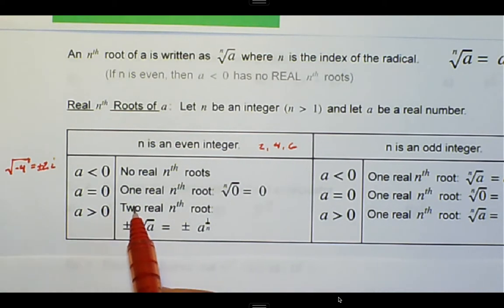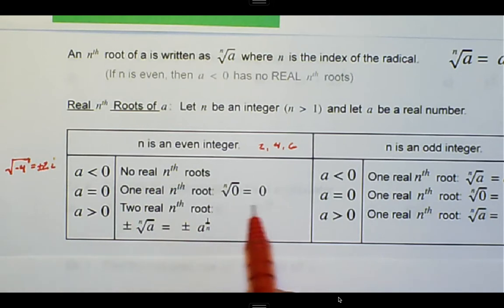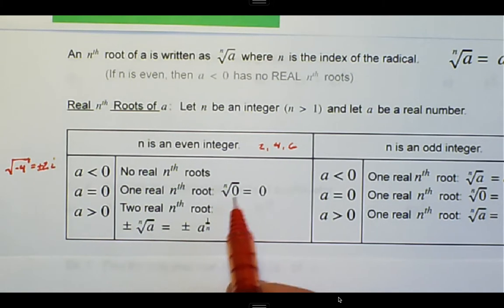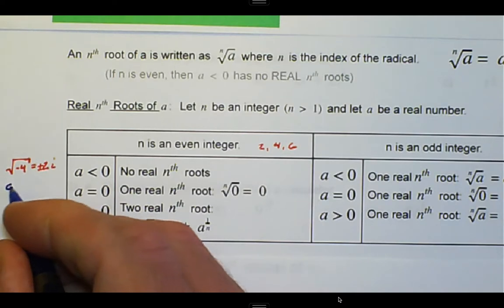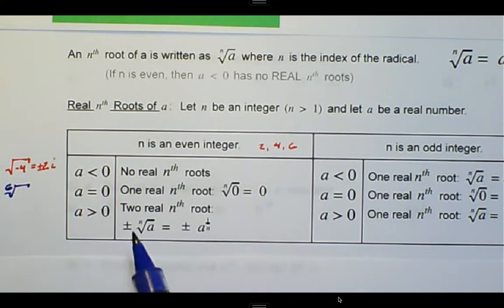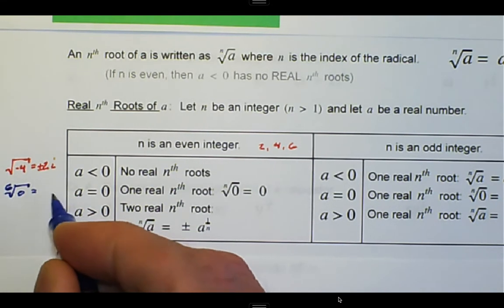If A is equal to 0, there's one real nth root, and that just says if you take the square root or the fourth root or the sixth root of 0, then it is 0. So let's say we take the sixth root of 0, that's still 0.